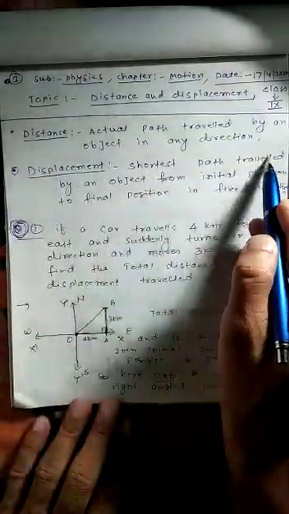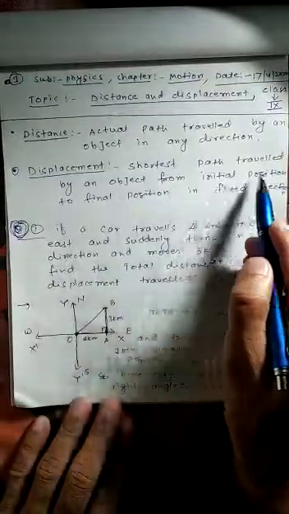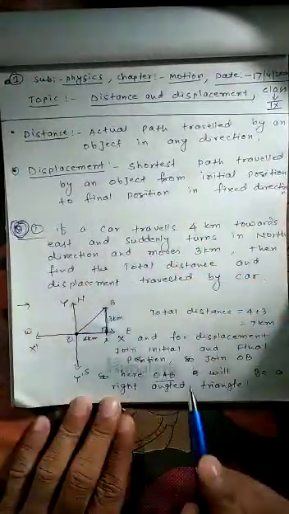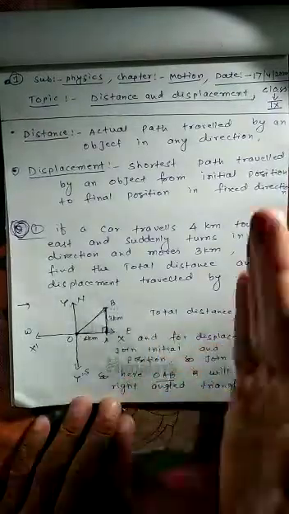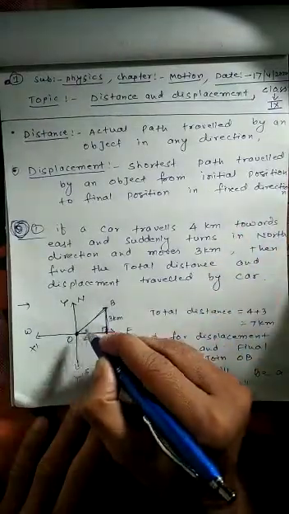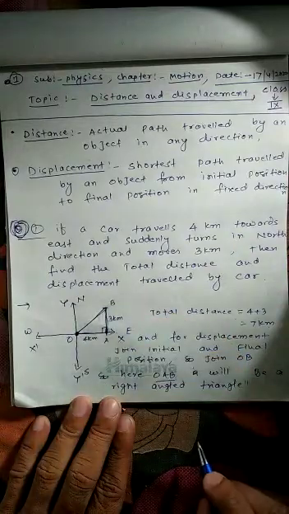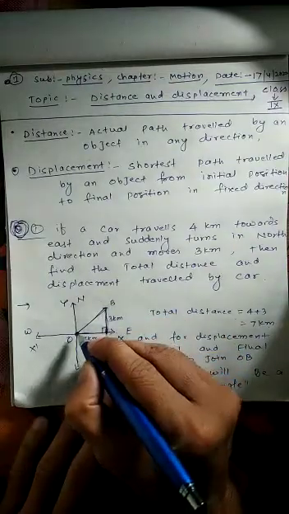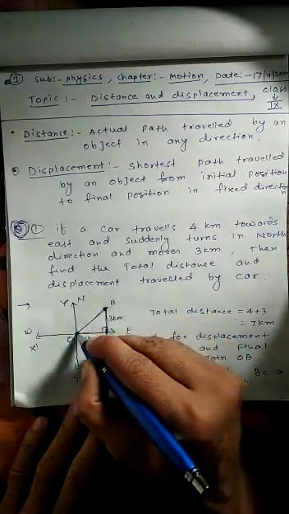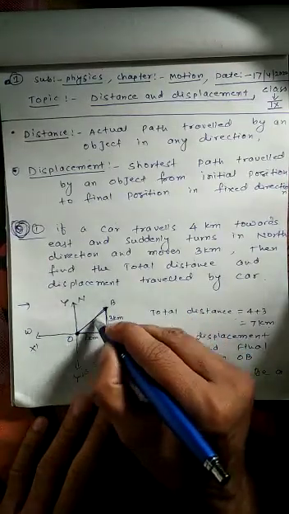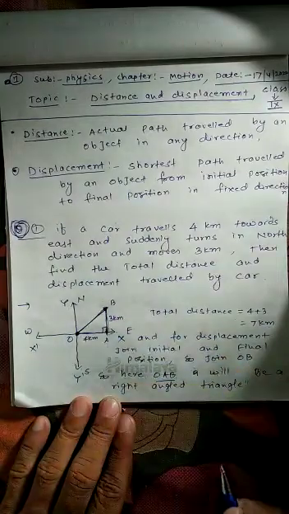But if you have to find out a displacement, then write here. Displacement is what? Shortest path traveled by an object from initial position to final position. So for displacement, क्या बताए थे? What is the technique? Simply join initial position of an object to final position of an object. The initial position of an object is what? At O, and final position is what? B. So join this OB. This OB will give you a displacement.